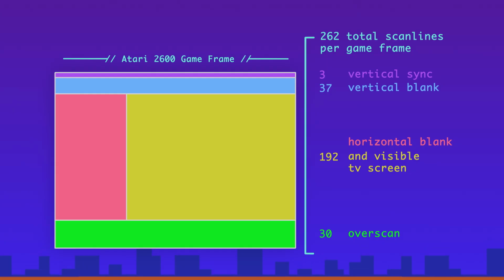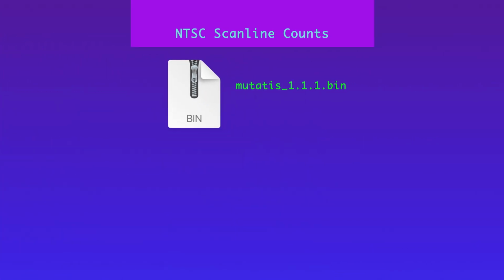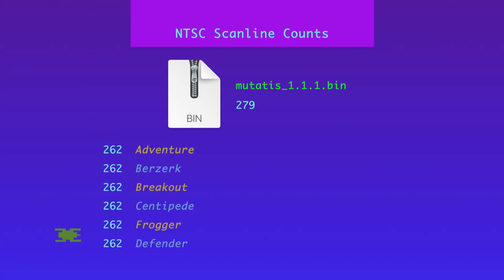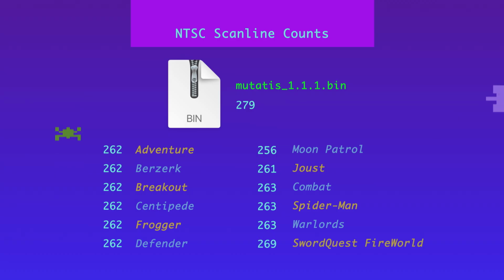Well, the last Mutatis bin file went over this by a good amount, topping around 279. I found a web page listing different games and their scanline counts. Most commercial releases hit 262 exactly, but some are under and others run slightly over. Link in the description if you want to see the full list.